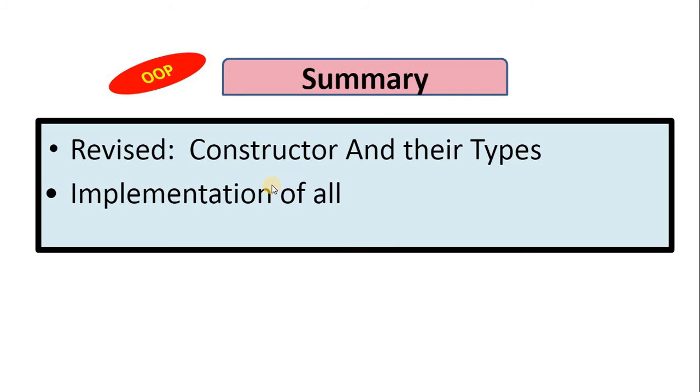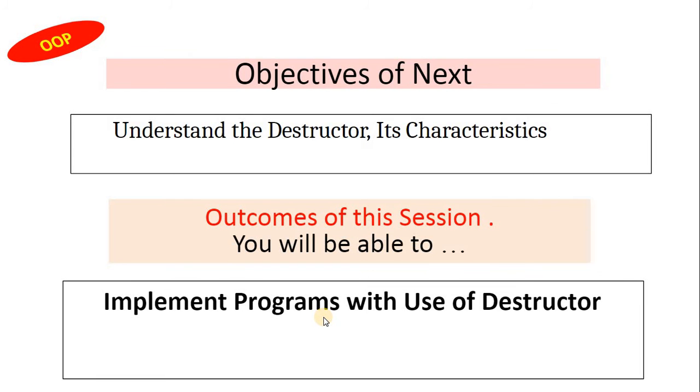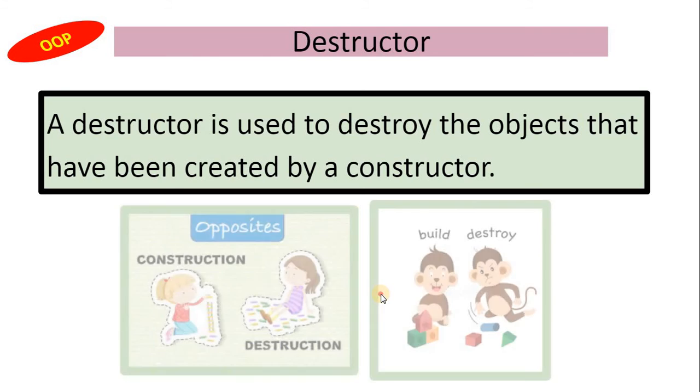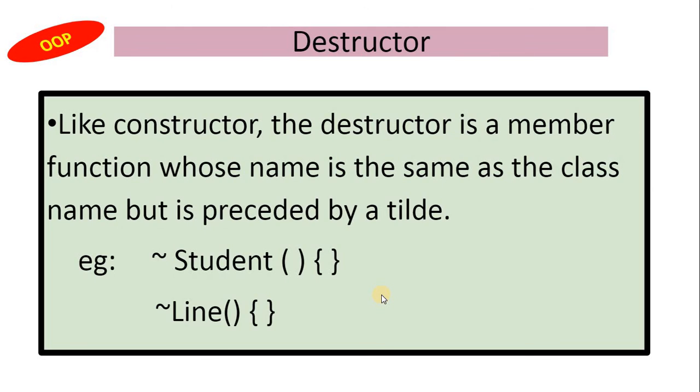So, we have revised the constructors and their types and the implementation of all the types. The objective of the next part is to understand the destructor and its characteristics and implement the program with the use of destructor. A destructor is basically used to destroy the object which has been created by a constructor. Like a constructor, destructor has the same name as that of the class, but it is preceded by a tilde sign, as you can see over here, student destructor is declared with a tilde sign student.